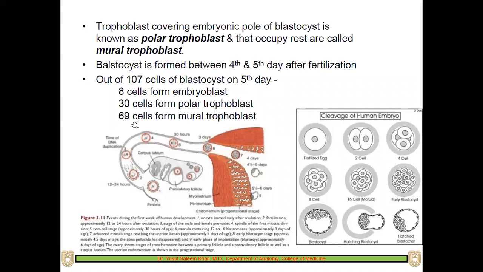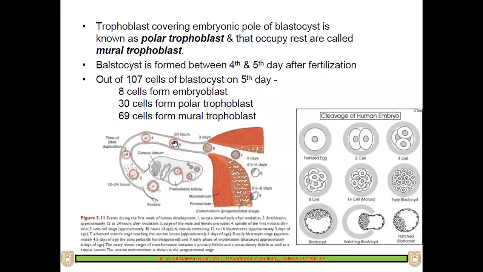Out of this, they are divided into three types of cells. Out of 107 cells, 8 cells form the embryoblast, and 30 cells form the polar trophoblast. The polar trophoblast is where the embryoblast is attached. The remaining 69 cells form the mural trophoblast. These are the mural trophoblasts.